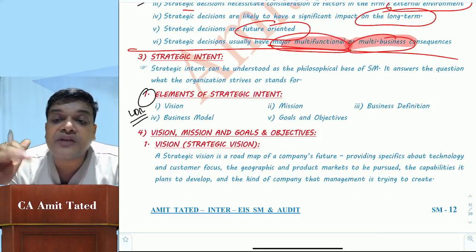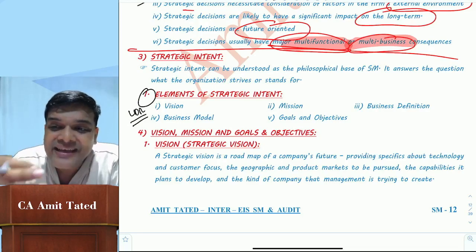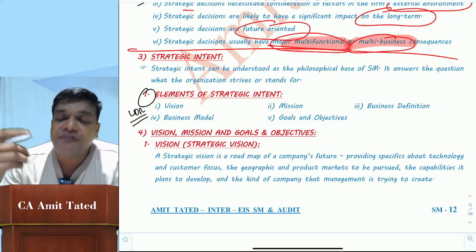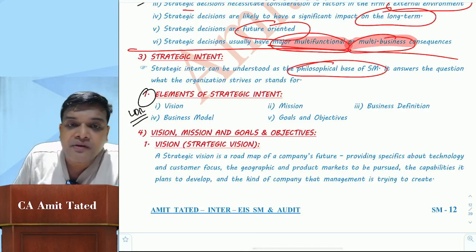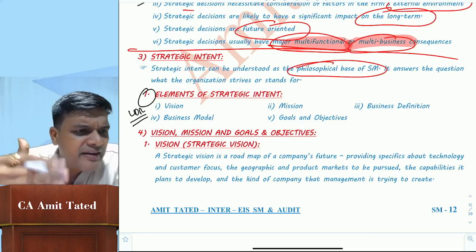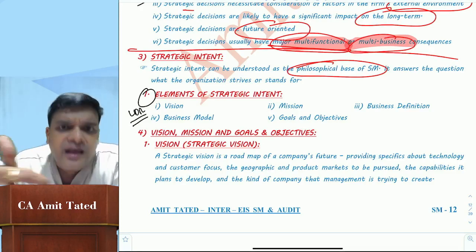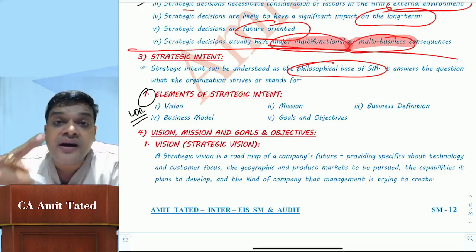Now we are discussing strategic intent. Strategic intent means what? Intention. Strategic intent can be understood as the philosophical base of SM. Now my question is, what is SM? SM means strategic management. If I say Amit Tated is having a strategic management, what does it mean? It means Amit Tated is having 5 steps.